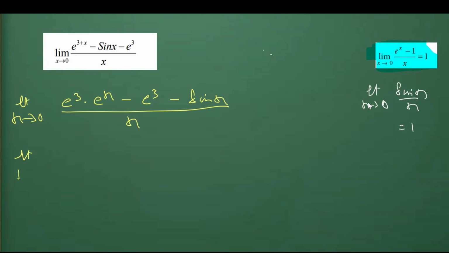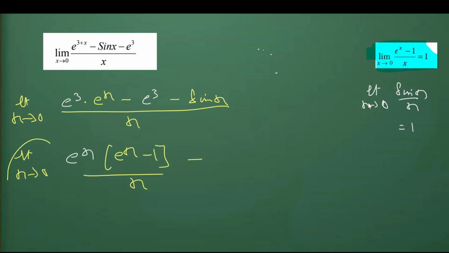Now, in the next step, what we are going to do is to take e raised to the power 3 as common. You can see that e raised to the power 3 is common. So if I take e raised to the power 3 as common, outside a bracket, what we get inside here is e raised to the power x minus 1, right? And I can divide it by x. Now I'm applying a separate limit for this, that is limit x tending to 0. This is sine x over x. So I divided x individually.